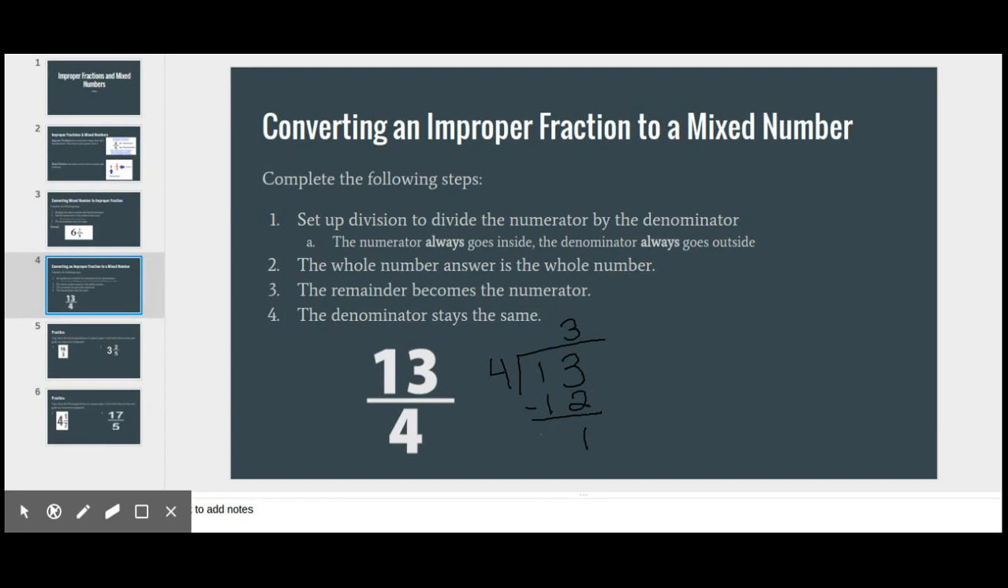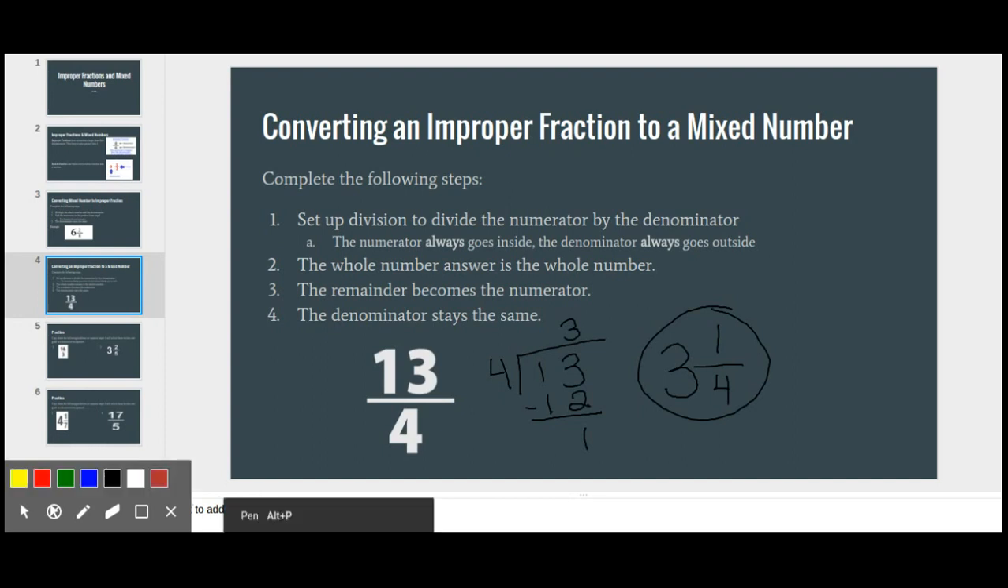Now there's no more division to be done, so what we do is we take a look at the number we have up here, which is 3. That becomes the whole number. The remainder that we found becomes the numerator, and then the denominator 4 stays the same. So 13/4 as a mixed number is 3 1/4.